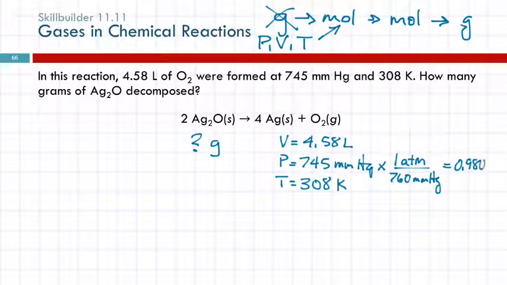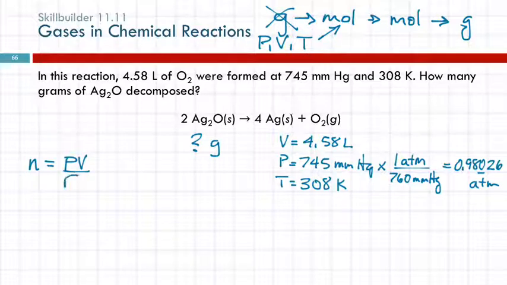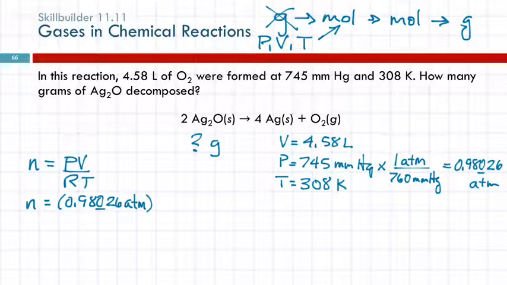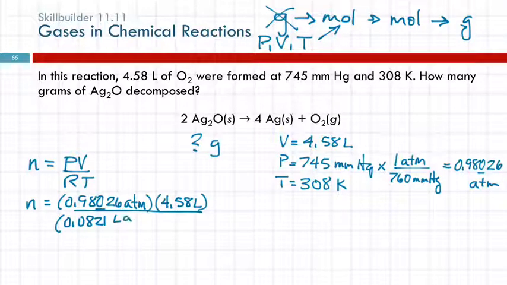So 0.980. That value has 3 significant figures. To avoid rounding, we're going to carry 2 extra digits, and the unit is atmospheres. So n equals PV over RT. n equals the pressure, 0.98026 atmospheres, times the volume, 4.58 liters, divided by the ideal gas constant, 0.0821 liter atmospheres per mole Kelvin, times 308 Kelvin.